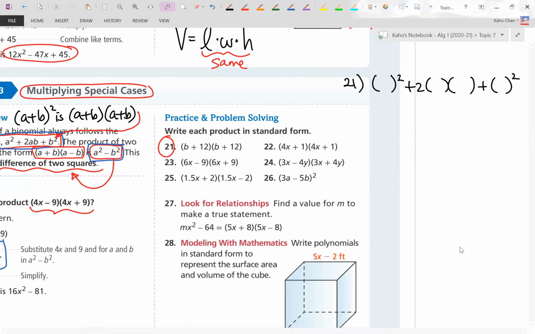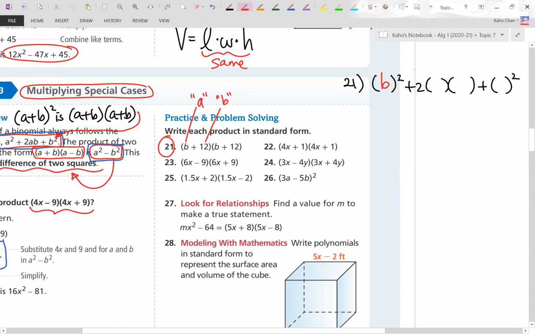So, excuse me, I got that from here, the pattern itself. All right. So what is A and what is B? Unfortunately for number 21, they used letter B there, which can be a little confusing. I apologize. But that B plus 12, that B is technically A for the pattern, and that 12 is technically B for the pattern. So I'm going to put those numbers into up here.